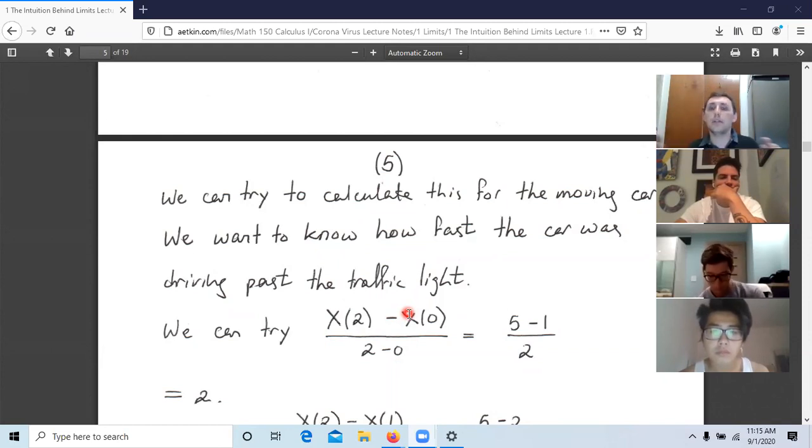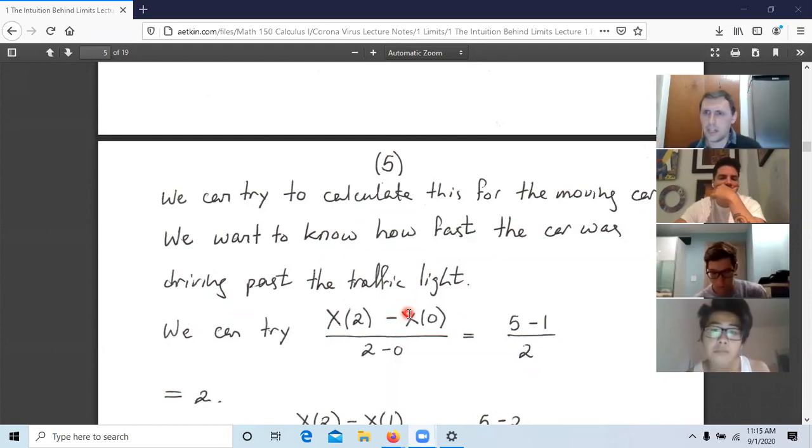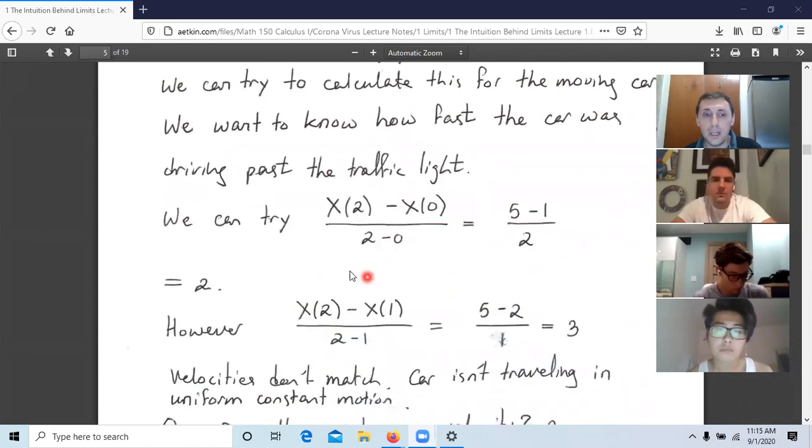Or if I notice that the position changed from 1 to 13, all right, then I take 13 minus 1, I get 12, and I realize the amount of time it took for the new position to be attained was 2 hours, okay? So in here, I do this calculation, and I obtain 5 minus 1 over 2, and I got 2.